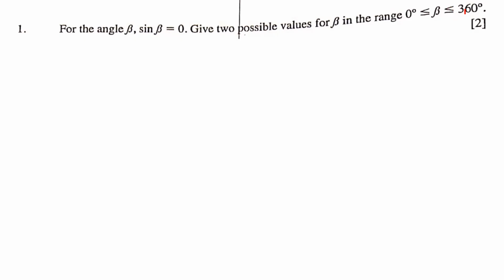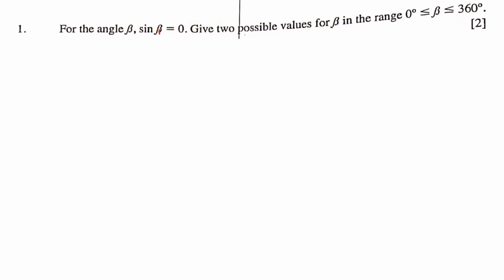So basically what they're asking us to do is solve this trigonometric equation such that whatever value we find for beta, once we put it into sine, it's going to cause that sine function to be equal to 0. So we have to find what value of beta we could put into the sine function that's going to give us 0.